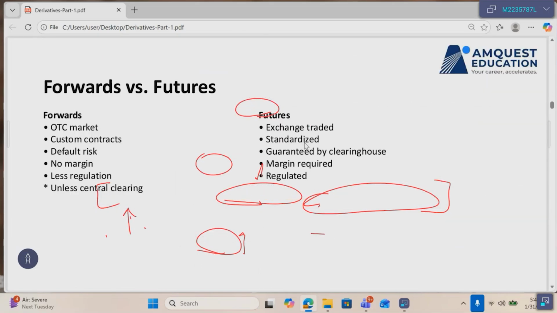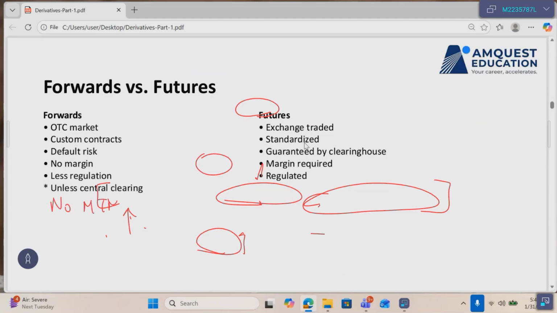Clear? So quick recap between forwards and futures. Very important. Please learn this very well. Forwards are not regulated or limited, but futures are properly regulated. Exchange traded versus OTC, right? Default risk is there in forwards, not in futures. Margin is not required in a forward because there's no mark to market. So remember, if mark to market has happened, then there's a need for it. In a forward there's no mark to market.